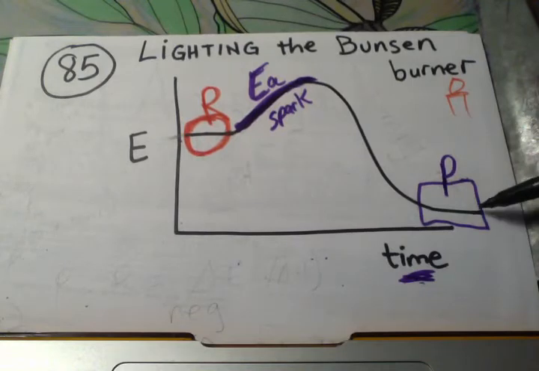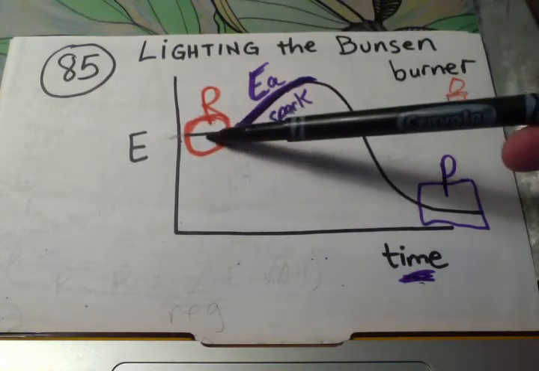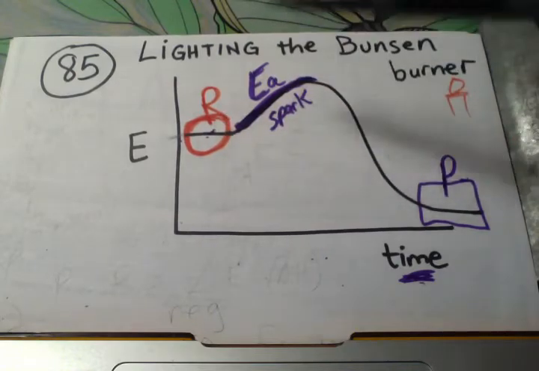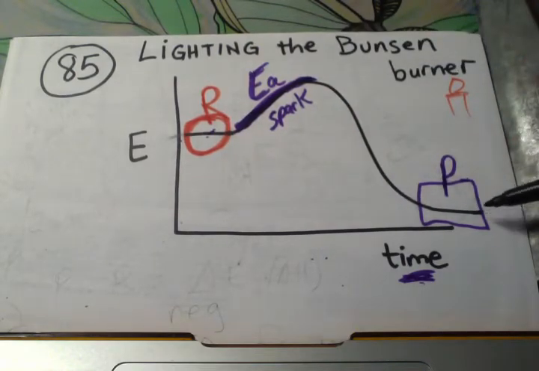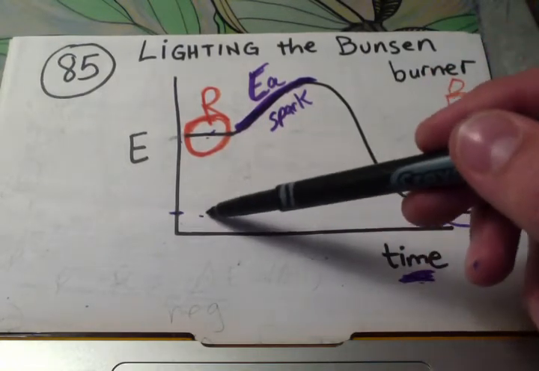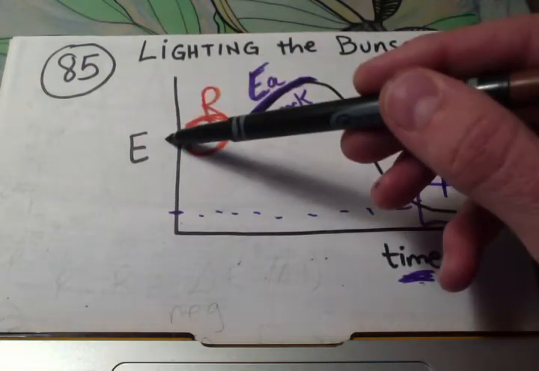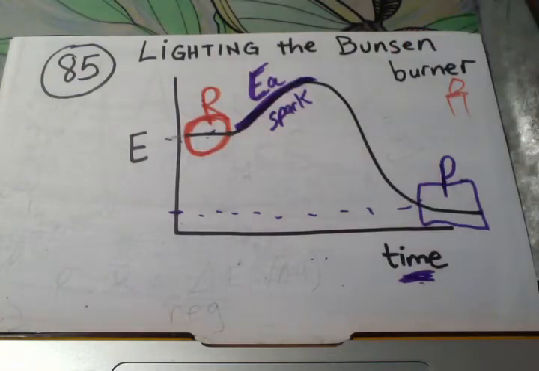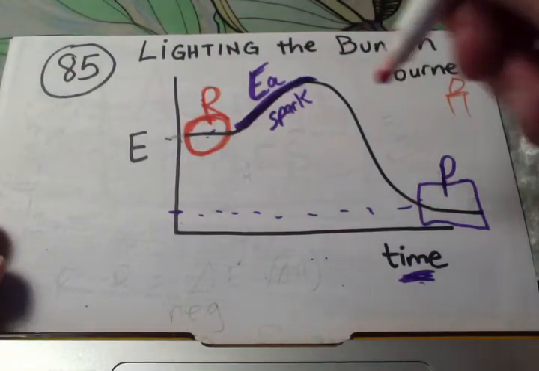Now, the thing is, water and carbon dioxide have less energy available than gas and oxygen. That's really why we can't burn up water and carbon dioxide. It'd be great if we could, but our products have less energy than our reactants. Okay, and then what's this part here?